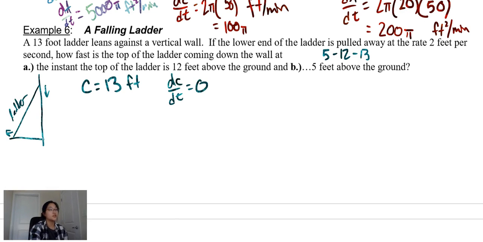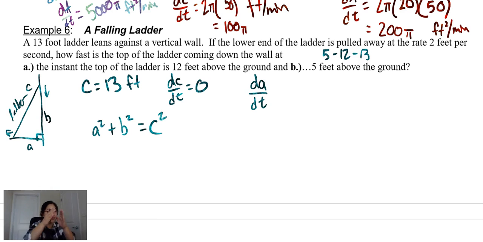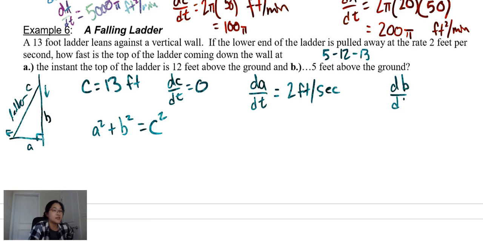equals 0. So we do know that we have a squared plus b squared equals c squared, and that's our Pythagorean theorem because that's connecting all of our elements. So we also know that, what do we want to call this? We have c, let's call this a and b for no particular reason. So dA/dt, the length on the bottom, is actually increasing because the ladder is being pulled away from the wall. So that is increasing at a rate of 2 feet per second. How fast is the top of the ladder changing, coming down? So that's dB/dt equals what?